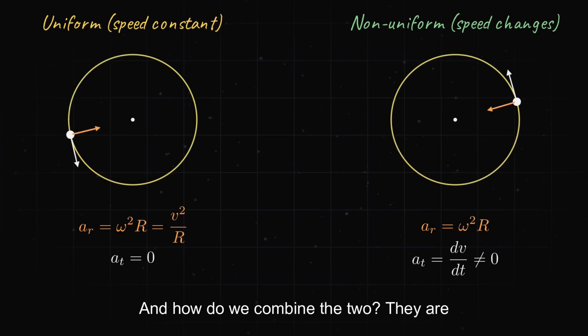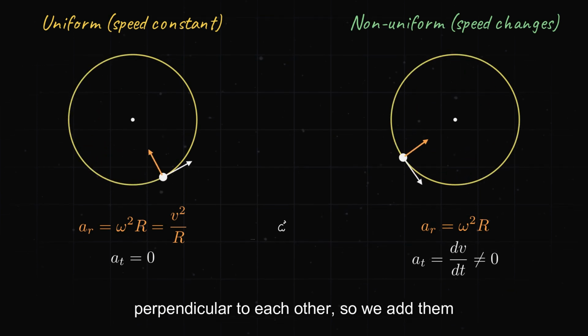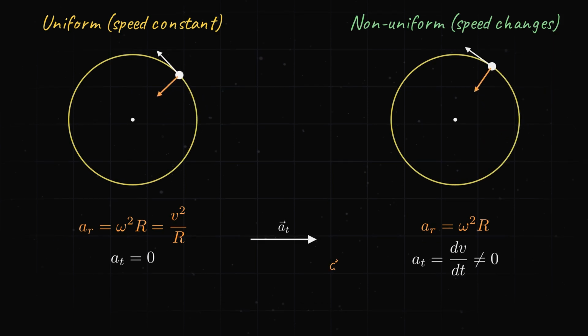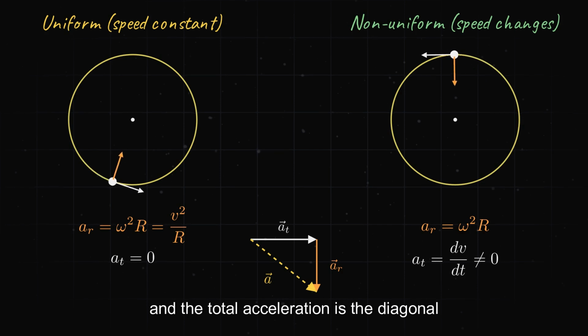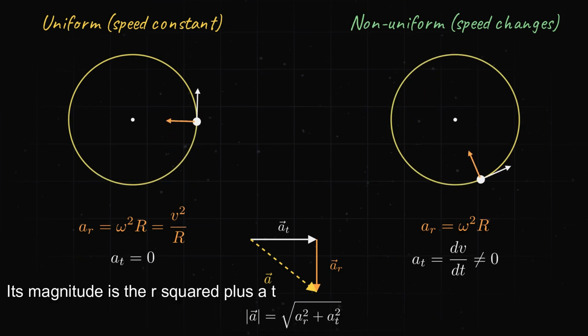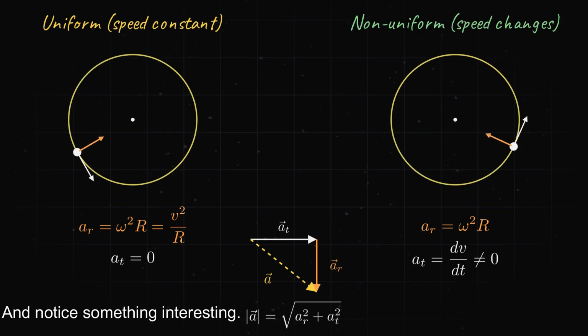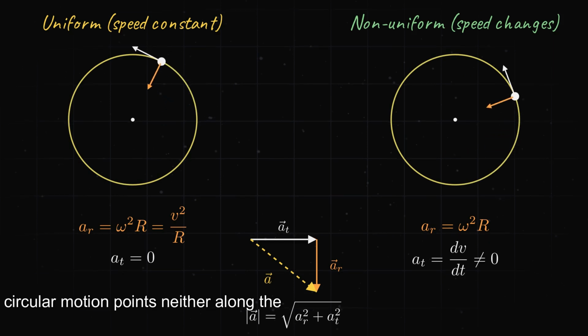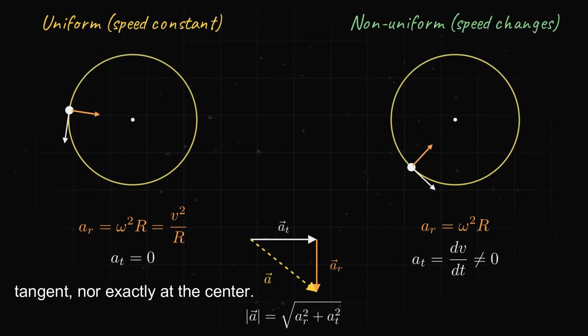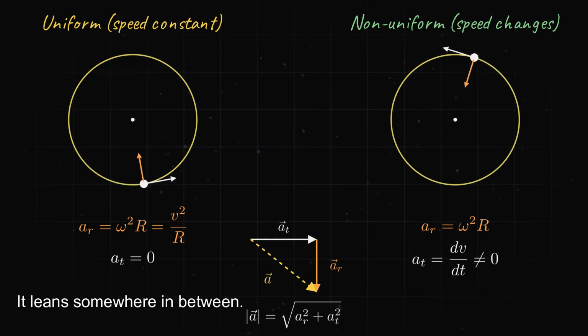And how do we combine the two? They are perpendicular to each other, so we add them like vectors. Tangential this way, radial this way, and the total acceleration is the diagonal of this triangle. Its magnitude is the square root of a_r squared plus a_t squared. And notice something interesting. The net acceleration in non-uniform circular motion points neither along the tangent, nor exactly at the center. It leans somewhere in between.